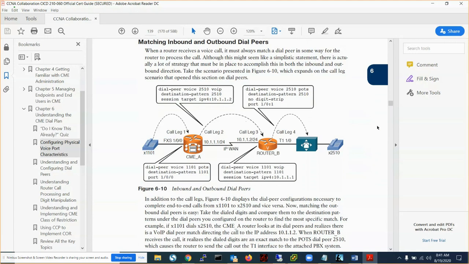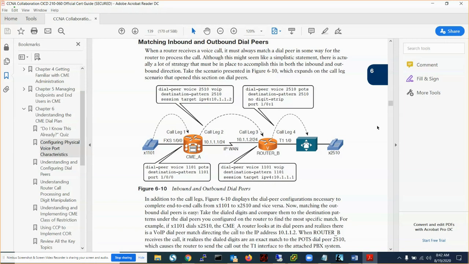So this section here is how you match inbound and outgoing dial pairs. It says when a router receives a call, it always matches a dial pair in some way for the routing to take place. We touched on this yesterday. You have to come up with a strategy for the outcome. So it has to match an incoming dial pair and an outgoing dial pair, right?